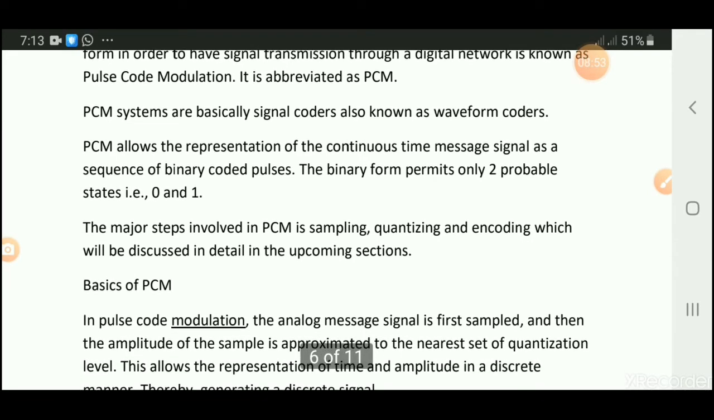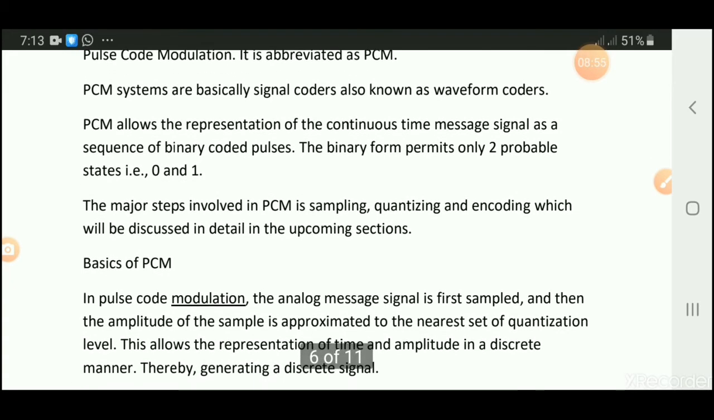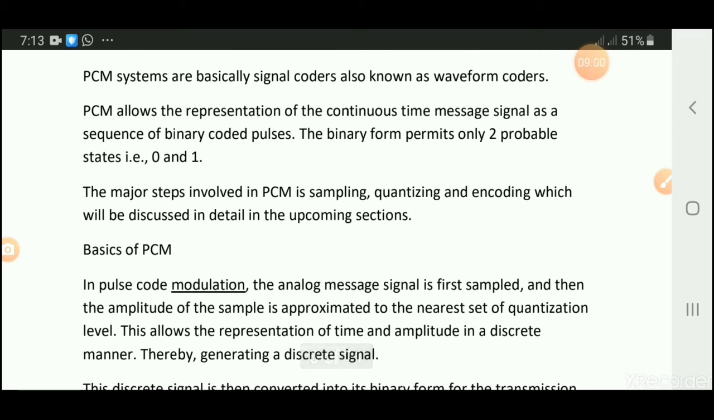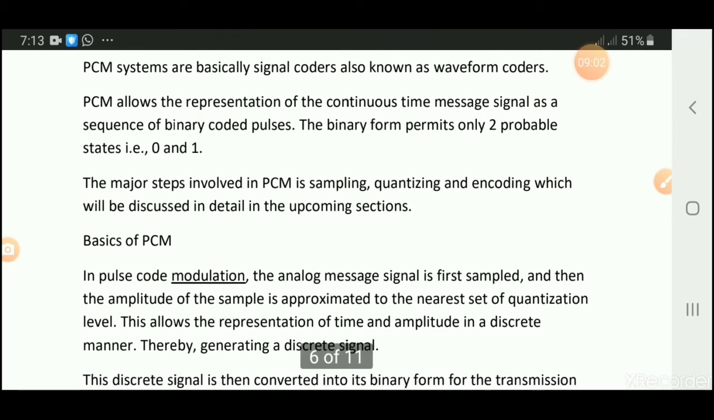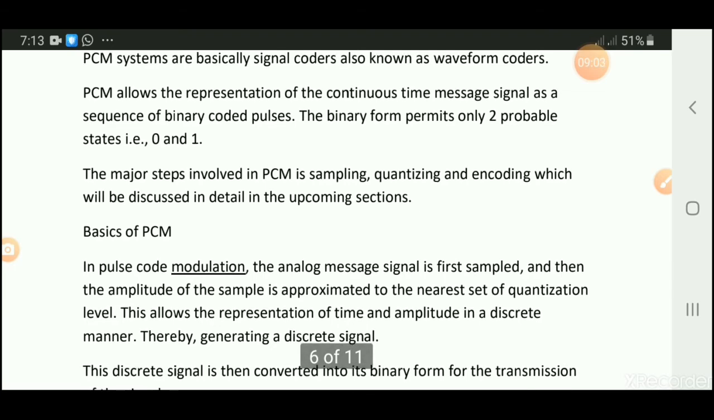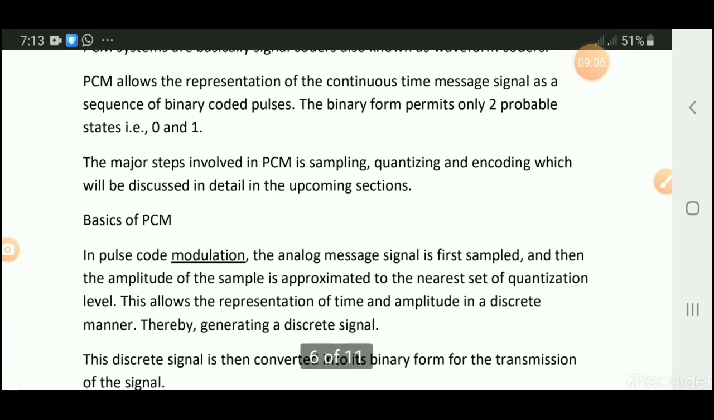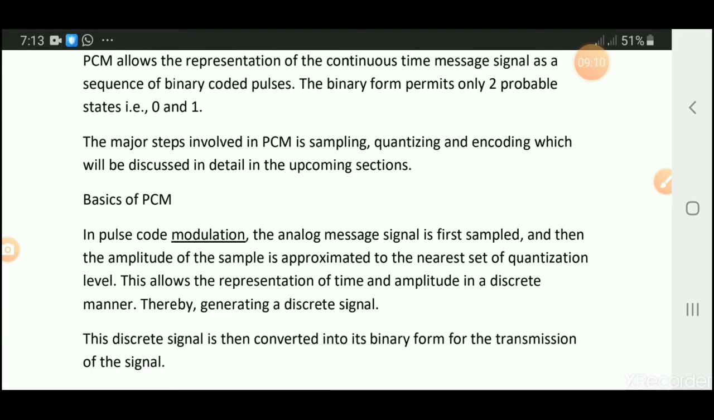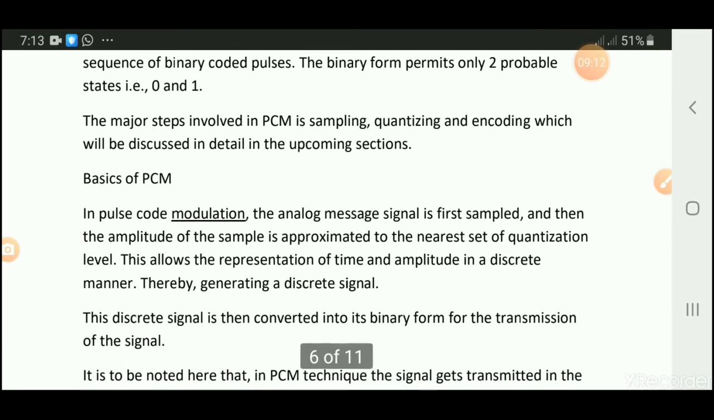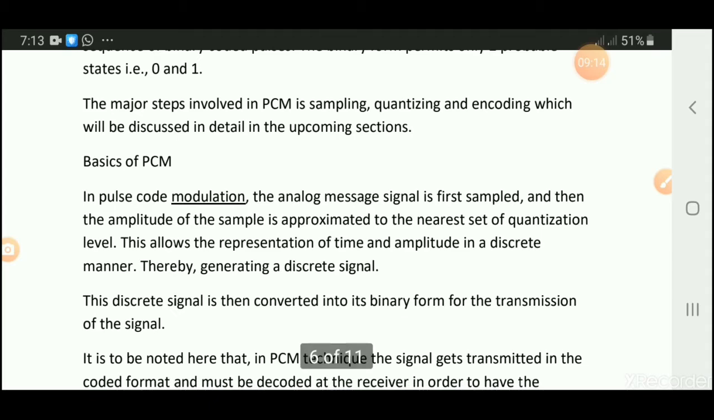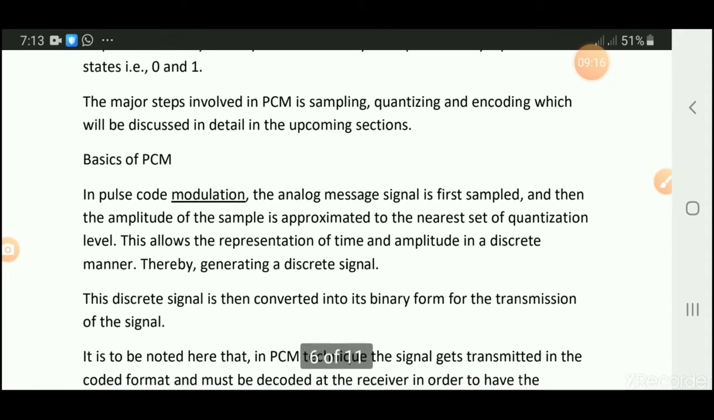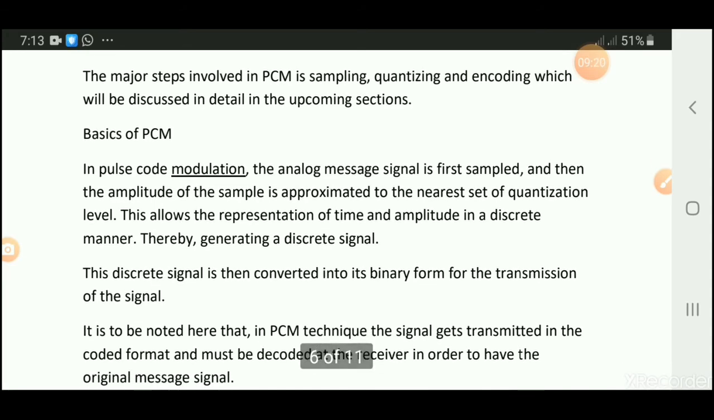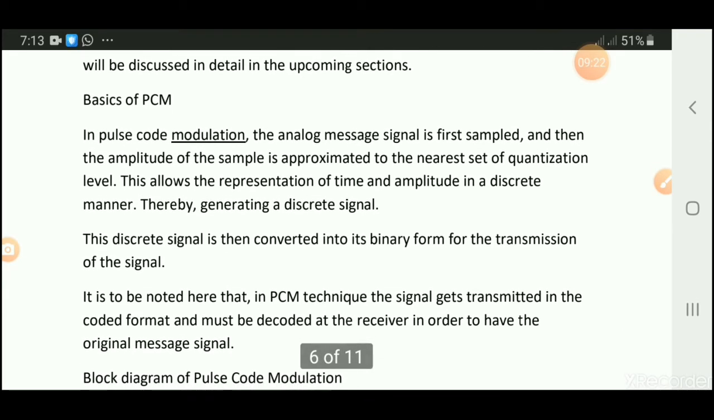PCM systems are basically signal coders, also known as waveform coders. PCM allows the representation of the continuous time message signal as a sequence of binary coded pulses. The binary form permits only two probable states, that is 0 and 1. The major steps involved in PCM are sampling, quantizing, and encoding. Basics of PCM, pulse code modulation.